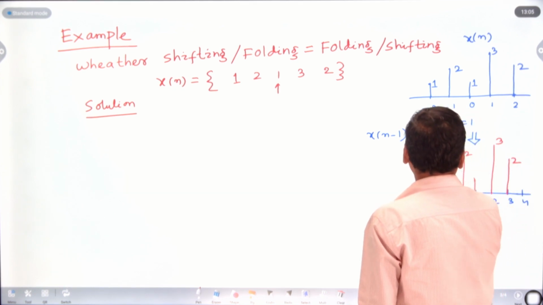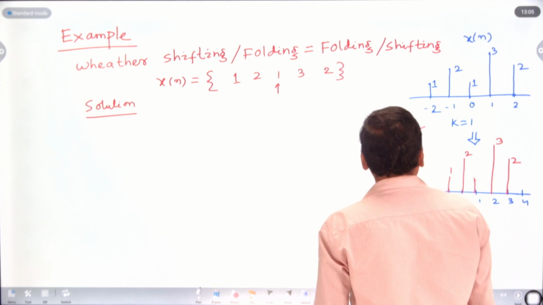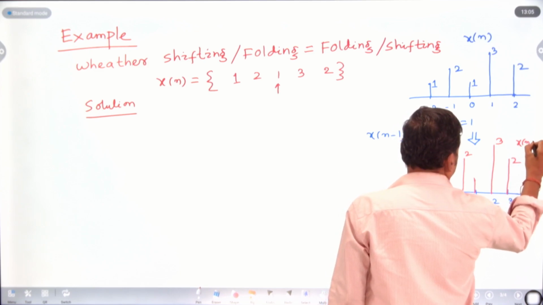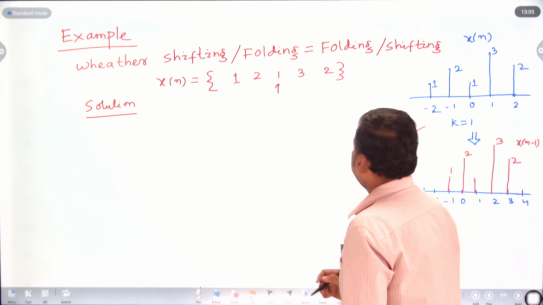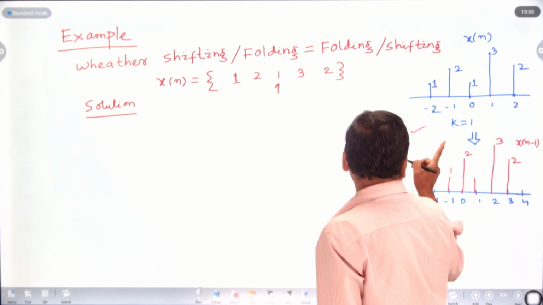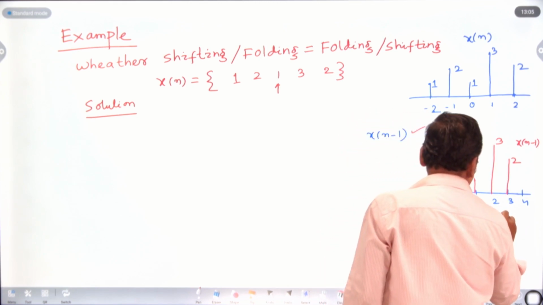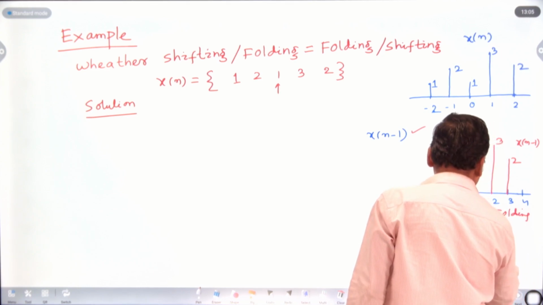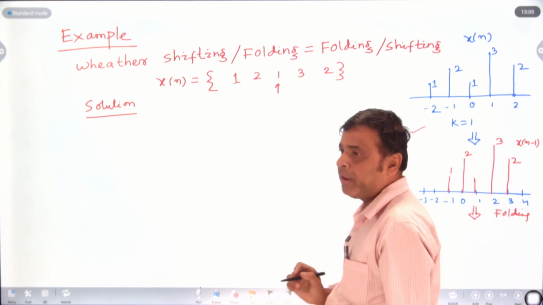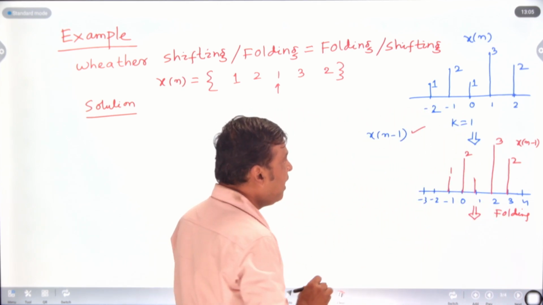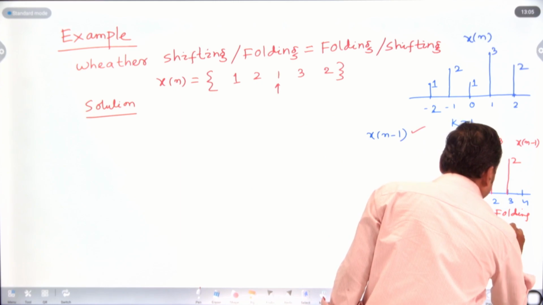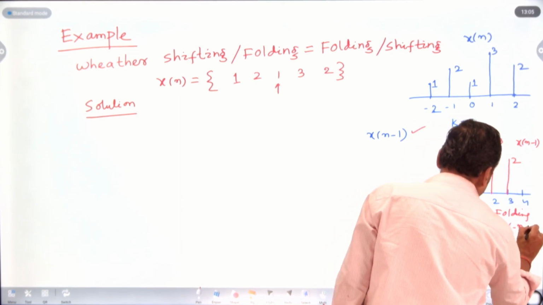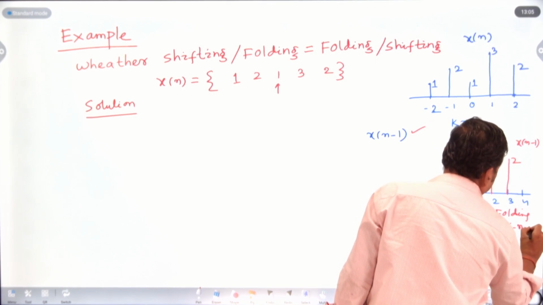This is nothing but x of n minus 1. We can say this is your x of n minus 1. Okay. So first of all shifting, then folding. If you fold it, folding means what? In place of n, it will be minus n. That becomes x of, in place of n, minus n. x of minus n minus 1.